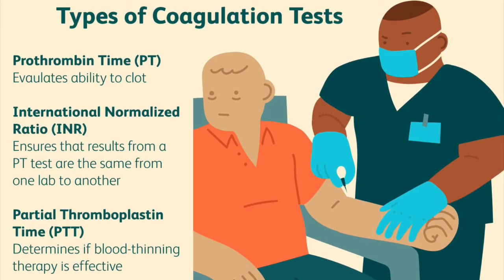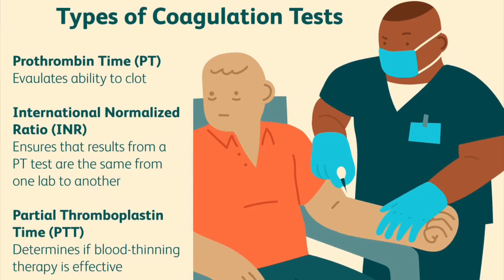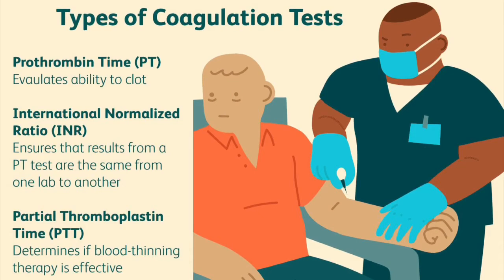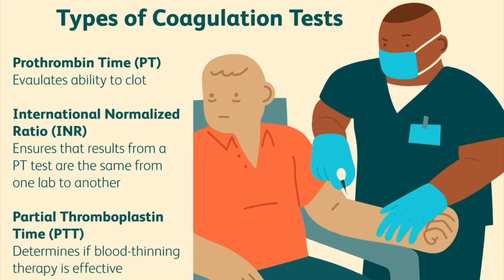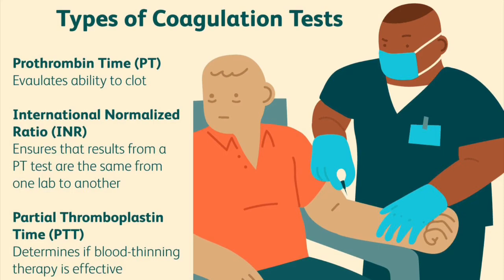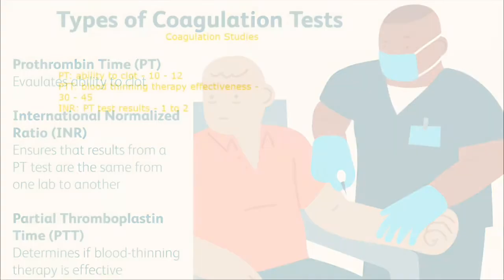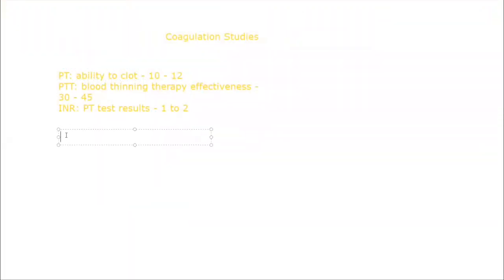Coagulation studies. PT, prothrombin time, evaluates ability to clot. INR, International Normalized Ratio, ensures that results from a PT test are the same from one lab to another, and partial thromboplastin time, PTT, determines if blood thinning therapy is effective. Okay, so on the 23rd of February, our patient, Mr. KH, had a PT of 10.6 seconds, a PTT of 24.3 seconds, and an INR of 1.0. We can see the normal ranges here as well.